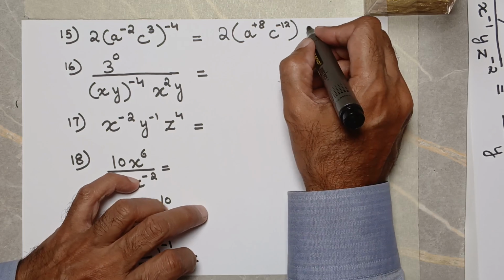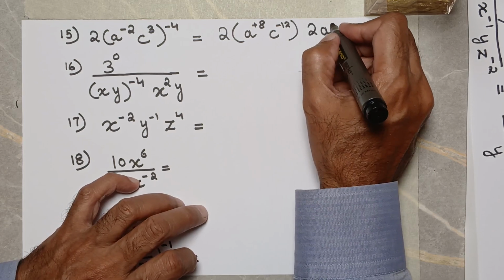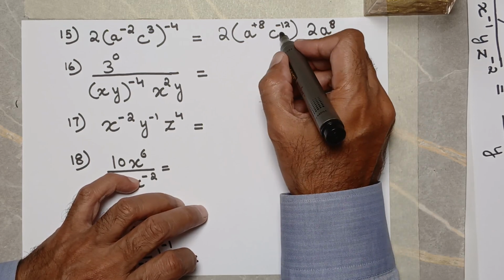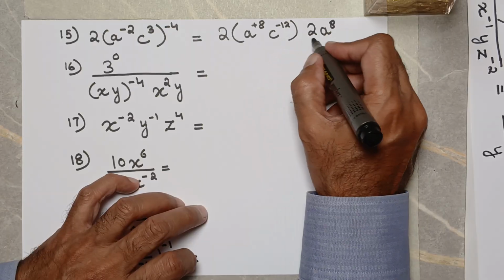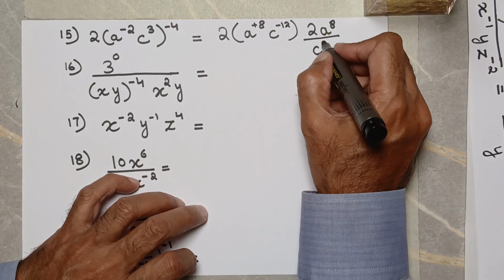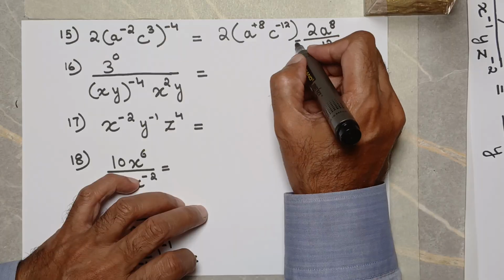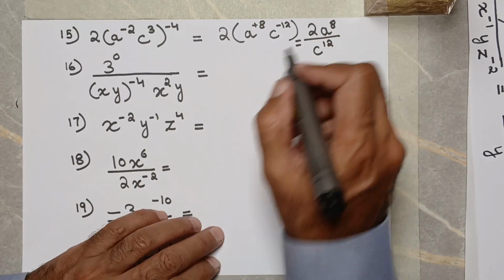Now we simply write a raised to the power 8, and we move c raised to the power minus 12 to the bottom, and it becomes c raised to the power 12. That is our final answer.